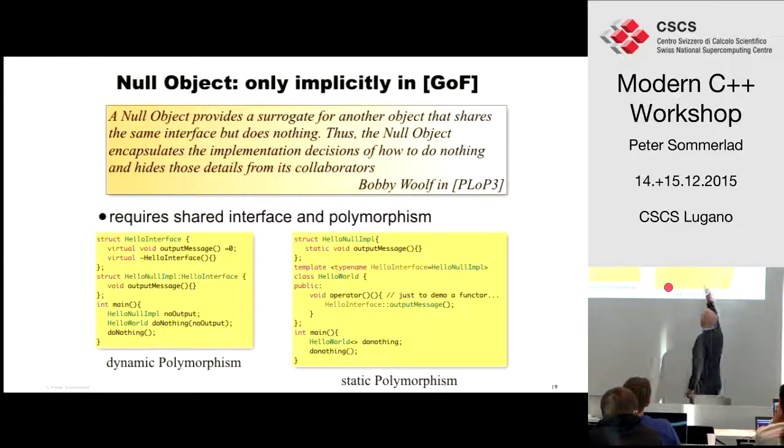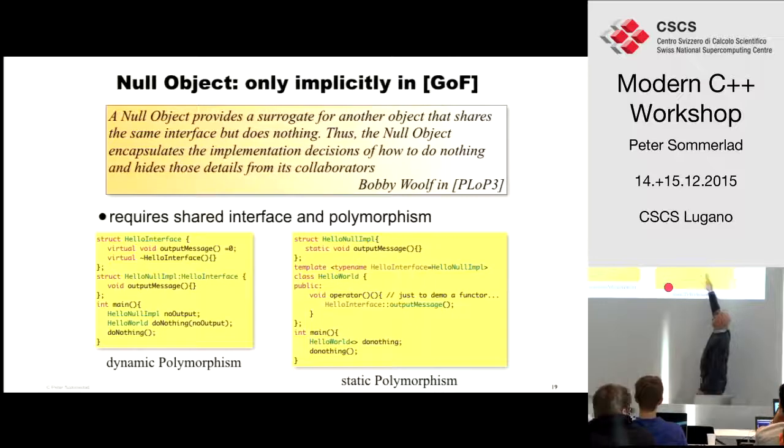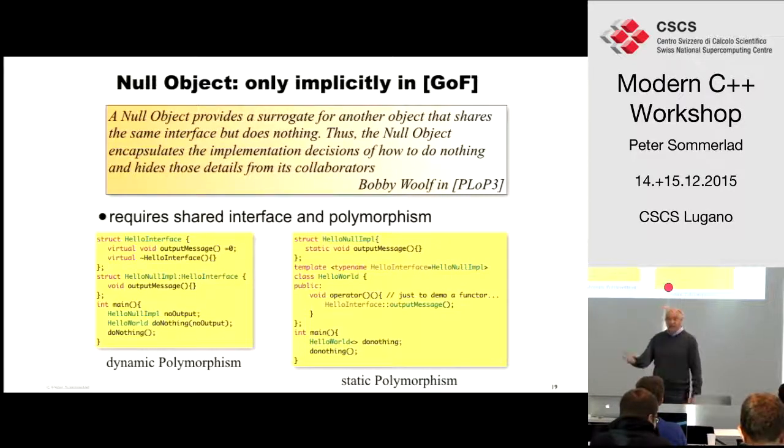It also works with our compile time static polymorphism, and we can even use it as a default template argument to our hello interface type name parameter. And that way we can actually instantiate the hello world class without providing a template argument, because then the implicit default template argument will be used, and as our implementation says it does nothing, it will do nothing. That's the principle behind the null object.